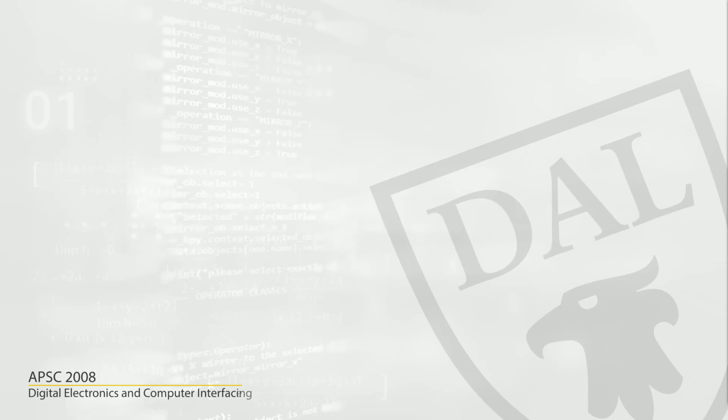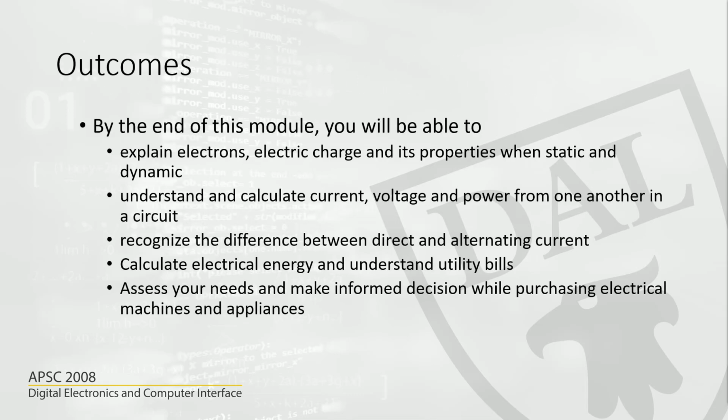What can you expect from this module? By the end of this module, you will be able to explain electrons, electric charge, and its property when it's static and dynamic. And further, you will be able to understand and calculate current, which is the flow of electrons, and voltage, which is the force that is required to push these electrons through a conductor or through any element, and power from one another in a circuit.